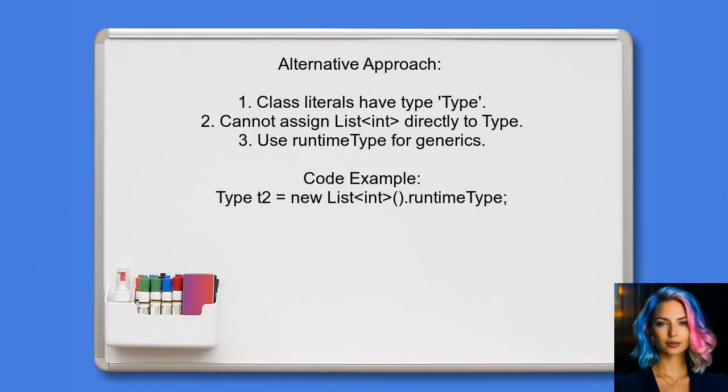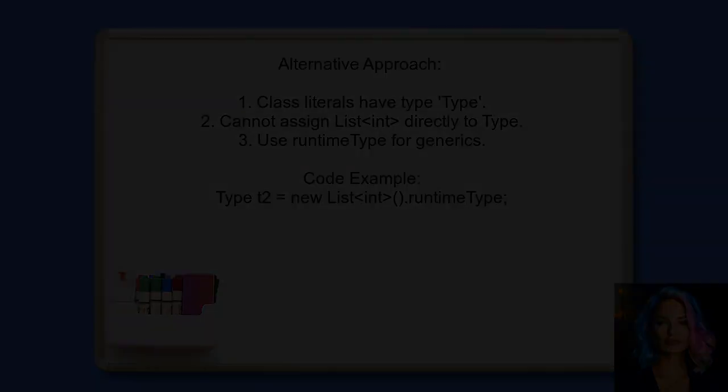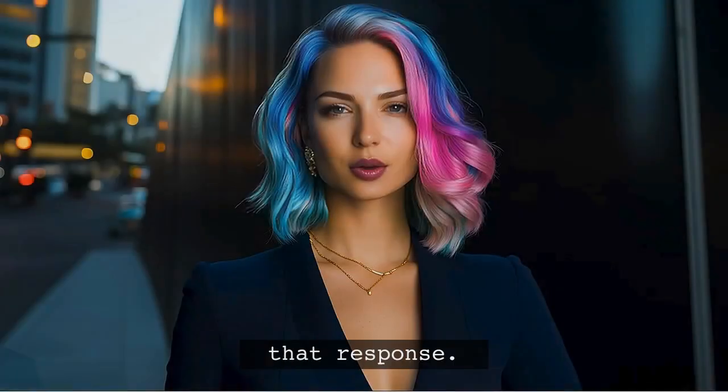This user clarifies that class literals in Dart have a type of type. They explain that while you can use list, you cannot directly assign list with generics to a type variable. Instead, you should create an instance of the list and use its runtime type to get the desired type. That's it for that response.